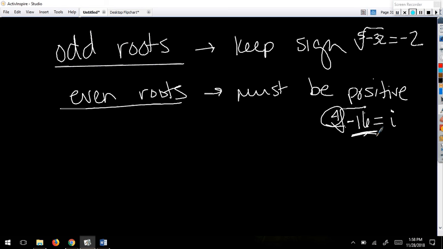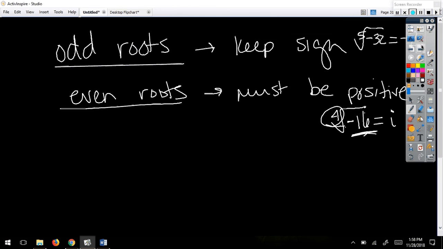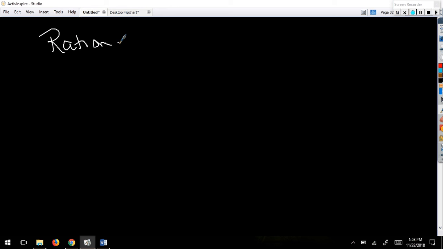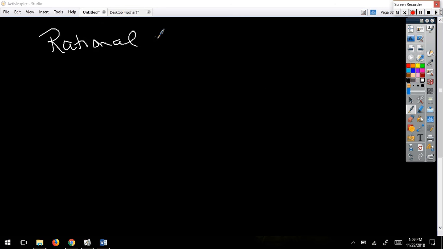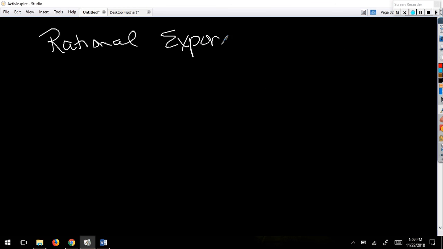All right, let's talk about rational exponents. Every root can be written as an exponent. Tell me, what does rational mean? Does anybody know? Rational numbers can be written as a fraction.